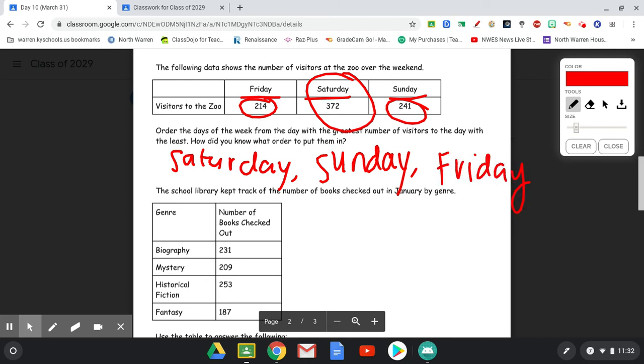All right. How did I know which order to put them in? Well, I can look at these numbers and kind of see which one is bigger. But I could explain by saying, I knew that Saturday had the most because it had 300s and the other days only had 200s. Okay. And then I was stuck between Sunday and Friday. They both have 200, but I had to look at my tens place, and I knew that Sunday had 40 tens, and 4 tens is much more than 1 ten. Okay.